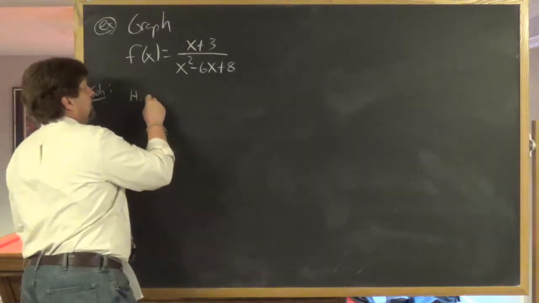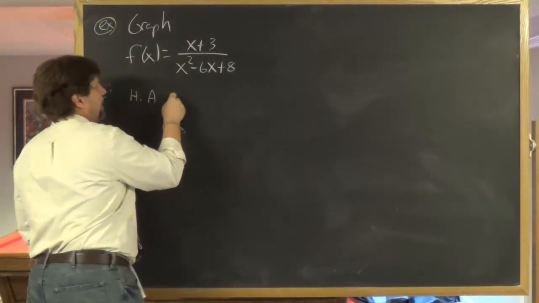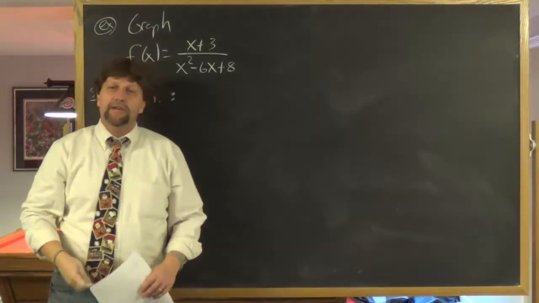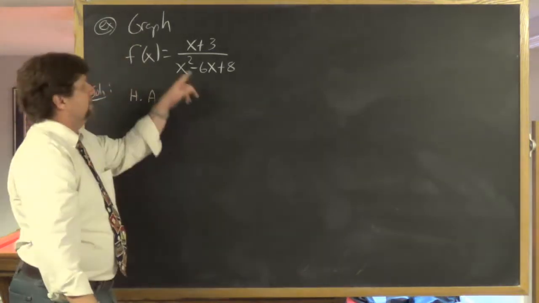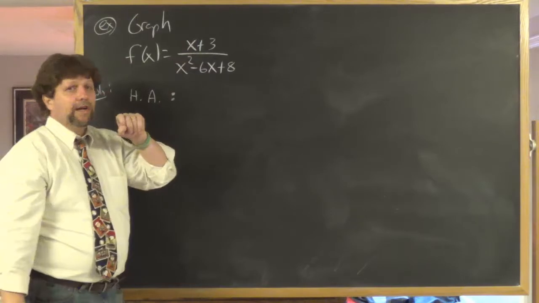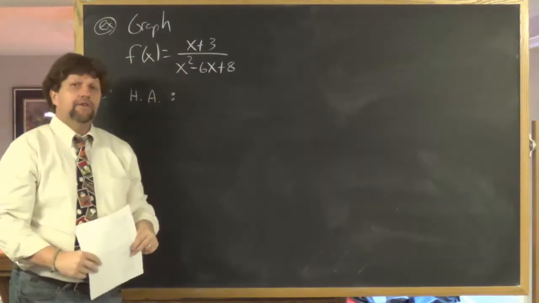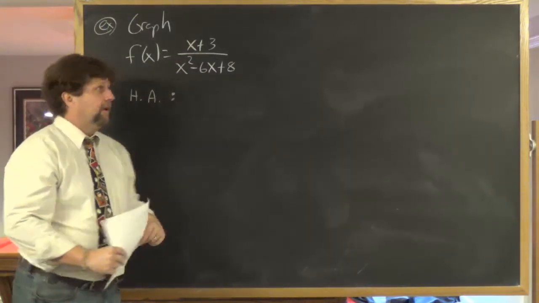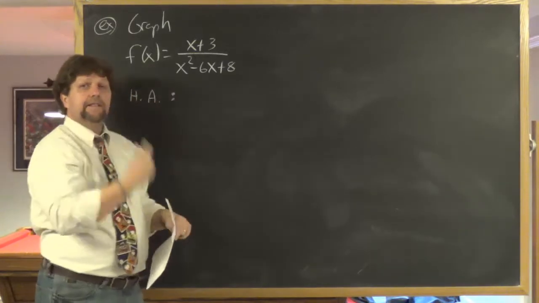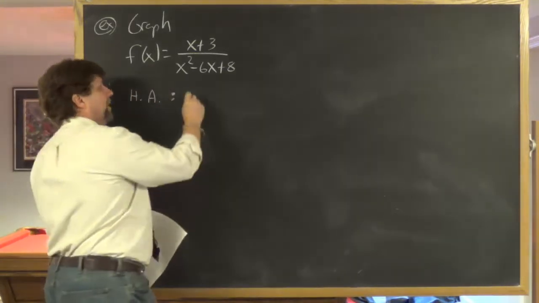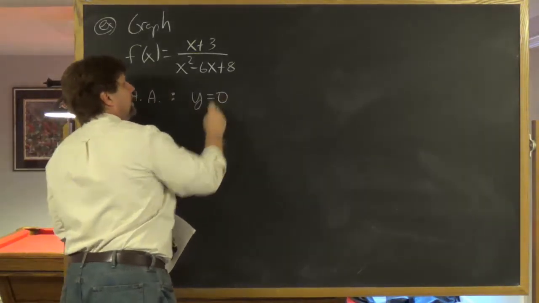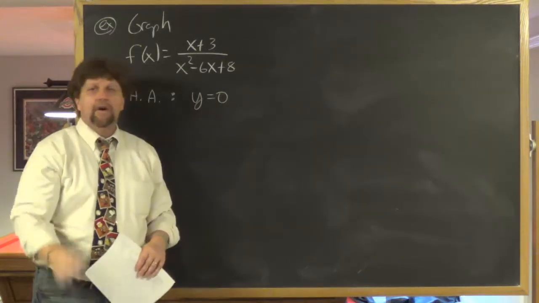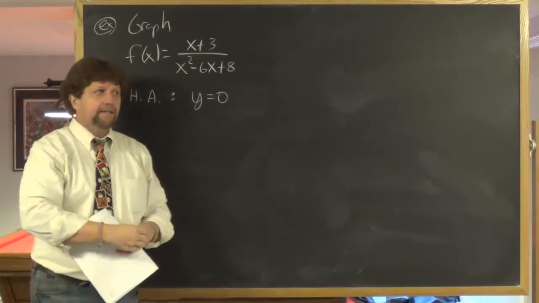Because the horizontal asymptote only requires me to compare degree of the numerator to degree of the denominator. Notice the degree of the numerator is 1, the degree of the denominator is 2. Degree of the numerator is less than the degree of the denominator, so my horizontal asymptote is the line y equals 0, also known as the x-axis.